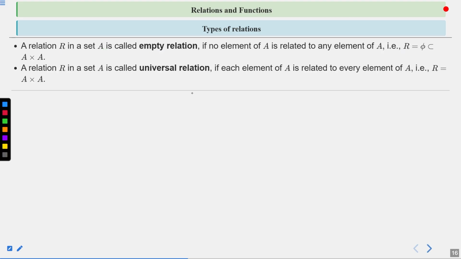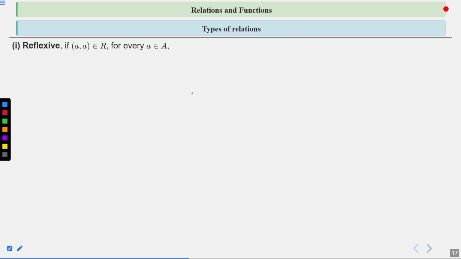Now the universal relation. A relation R in a set A, meaning a subset of A cross A, is universal if each element of A is related to every element of A. So each element of the domain set A is related to every element of A. In this case, your R will simply be the set A cross A. Clear?